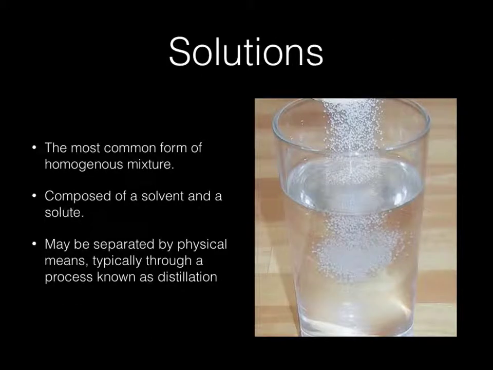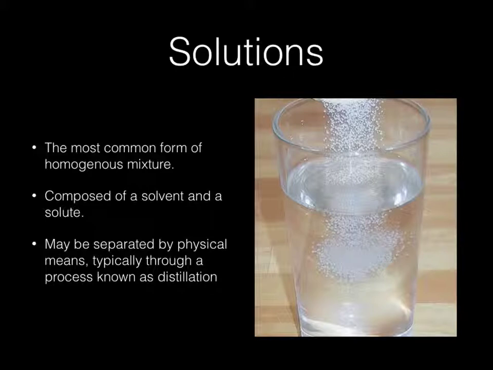Underneath the heading of homogeneous mixtures, there are solutions. Solutions are the most common form of a homogeneous mixture. They are composed of a solvent and a solute. A solvent is the substance that retains most of its physical properties when the two blend. Water is the universal solvent because it dissolves a lot of things. The solvent is the dissolving agent. It's the one usually in larger quantities in a solution.